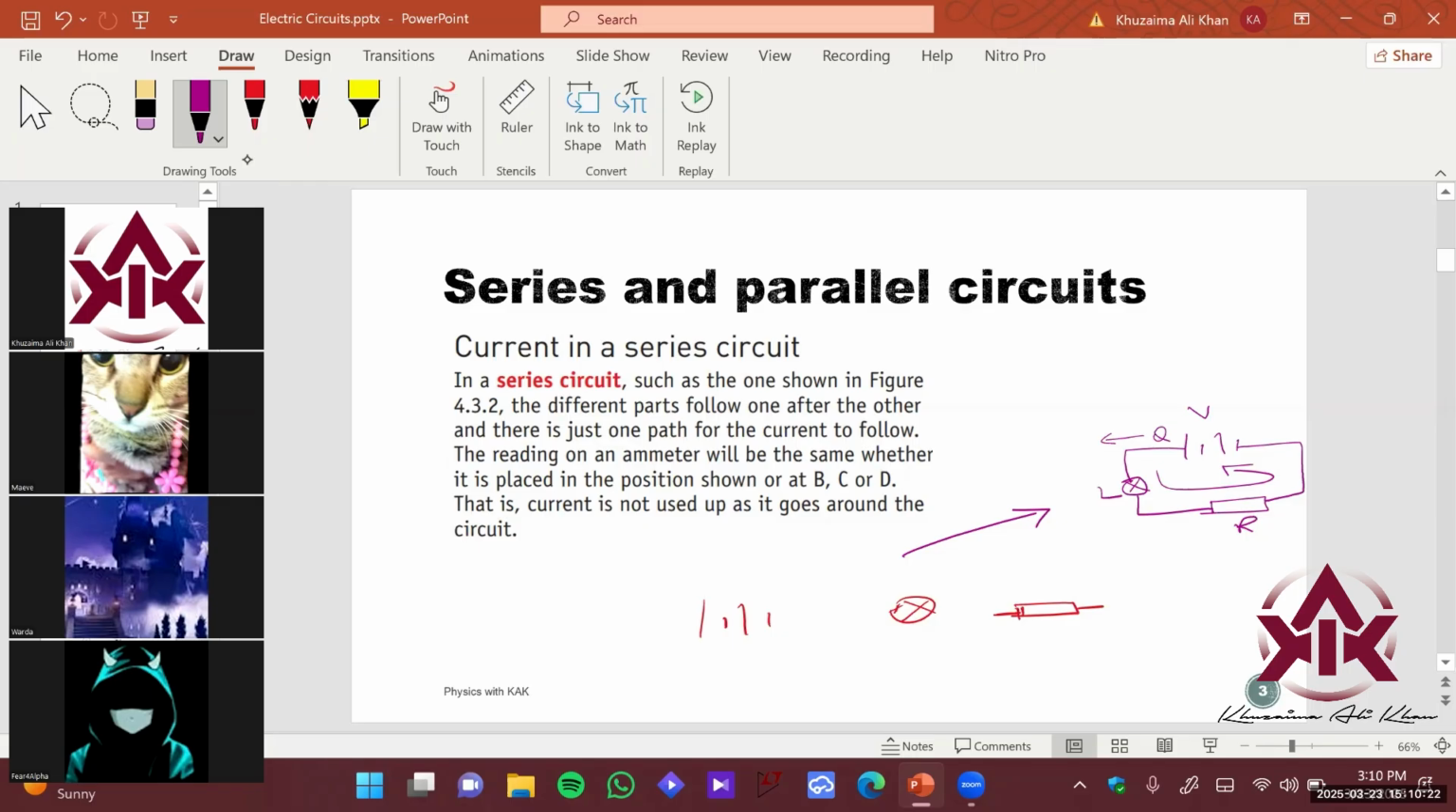So what is the special property of a series circuit? The current flowing through the circuit, let's say this is point B, this is point C, and this is point D. If you measure current at B, C, and D, the current is going to be the same. So current is the same throughout the circuit in a series configuration.